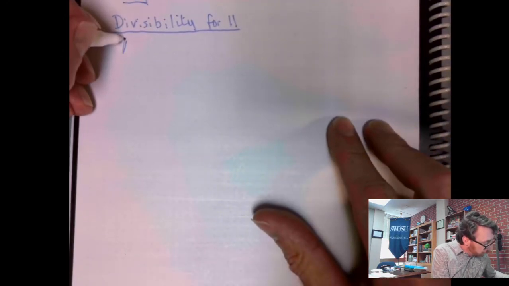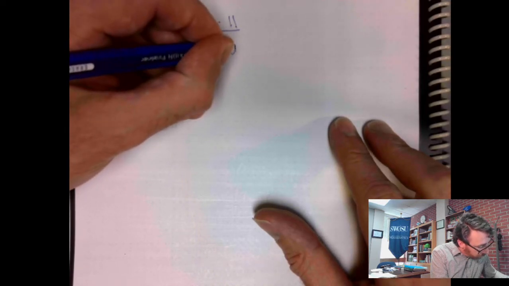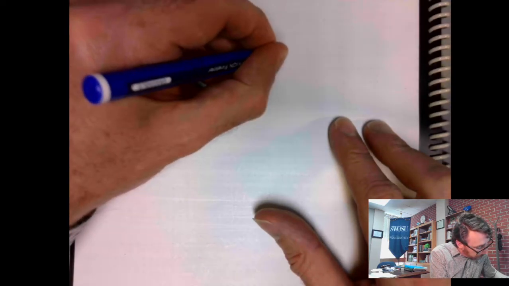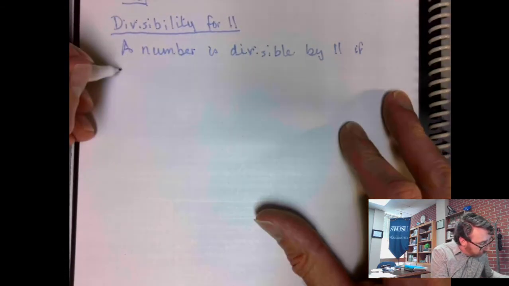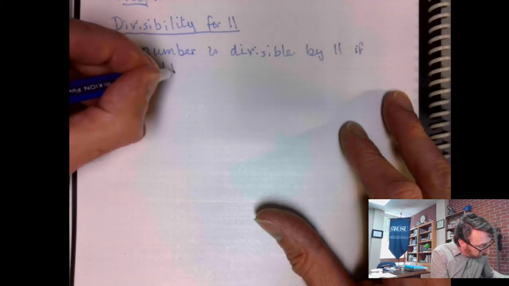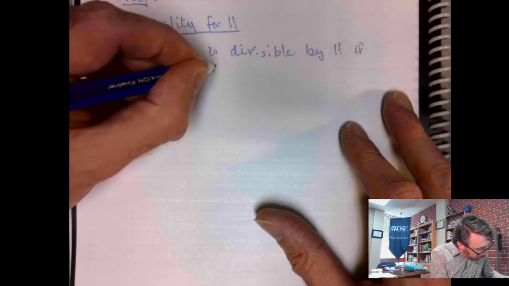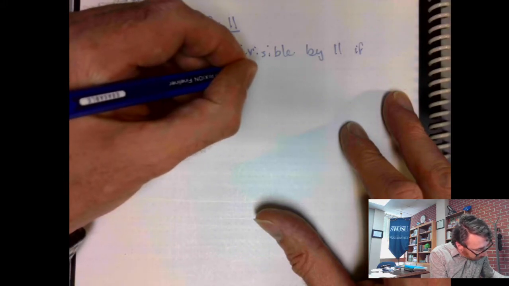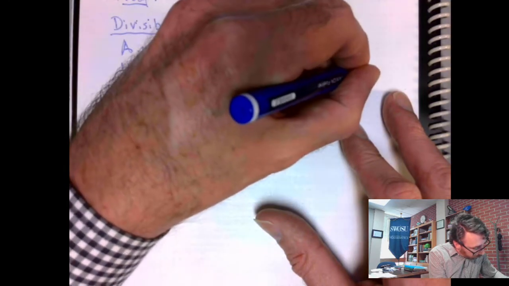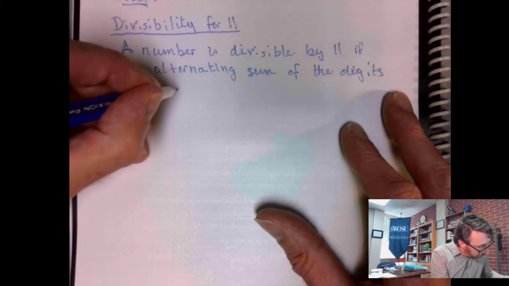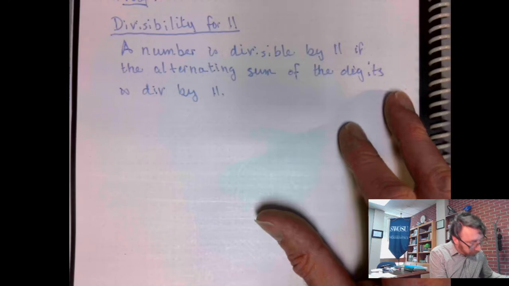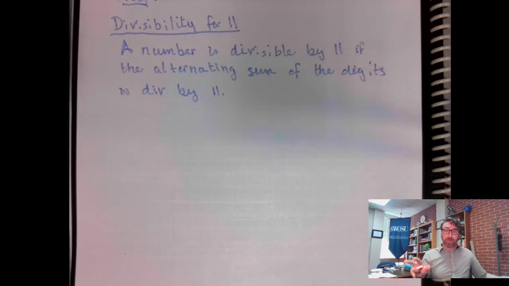Now, 11's a little different. A number is divisible by 11 if the alternating sum of the digits is divisible by 11. Okay, the alternating sum.